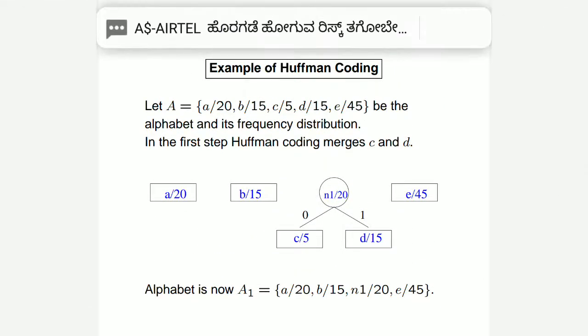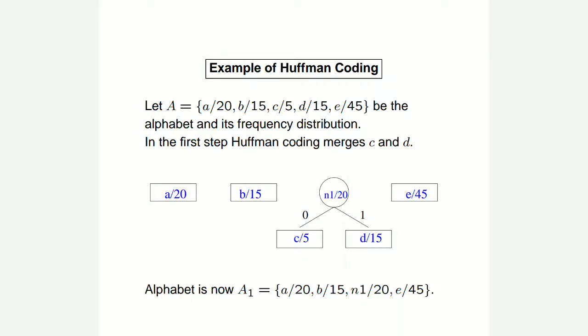Example of Huffman coding. Given an example, A is equal to, this is the set of all characters, A, B, C, D, E. That means I have 5 characters and the frequencies 20, 15, 5, 15, 45. So A is going to appear 20 times, B appears 15 times, and so on. Now we have to draw a Huffman tree.